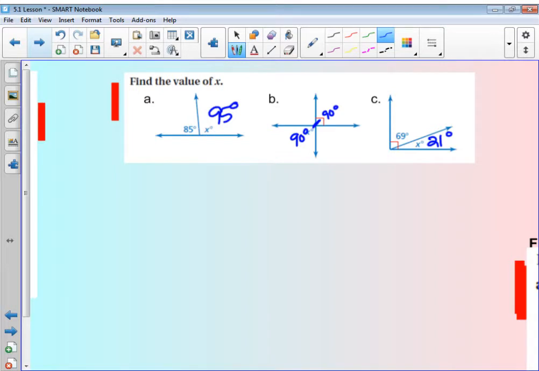Remember, the C, complementary, makes 90-degree angles. The supplementary S creates 180-degree angles. And then vertical angles are copies of each other. Those are those ones that are straight across from each other. Okay, they're straight across from the V part of an angle.